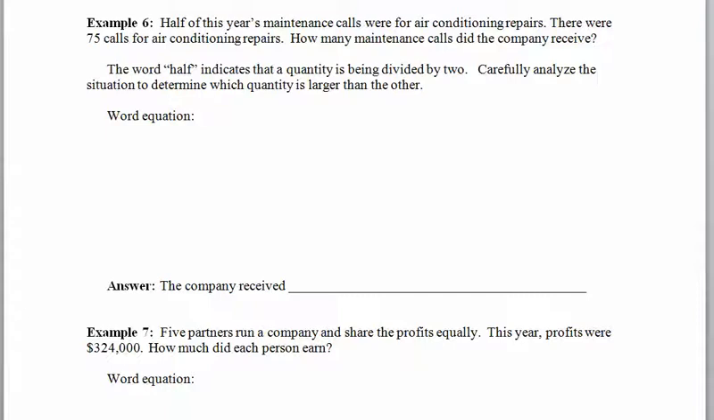Half of this year's maintenance calls were for air conditioning repairs. There were 75 calls for air conditioning repairs. How many maintenance calls did the company receive? So now we've got the word half, and half indicates something is being divided by 2. And like before, we want to be real careful to analyze the situation and figure out which quantity should be larger than the other. So the air conditioning repairs are part of all of the maintenance calls. So the maintenance calls should be the larger amount. So if we talk about the maintenance calls as the larger amount, when we divide that larger amount by 2, we should end up with the calls for air conditioning repairs.